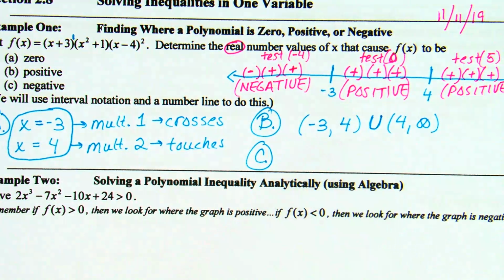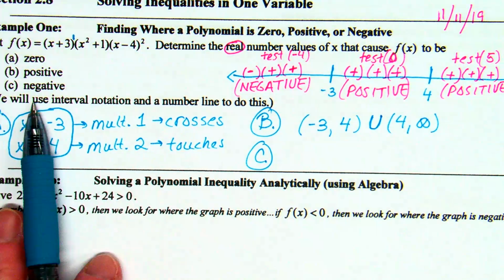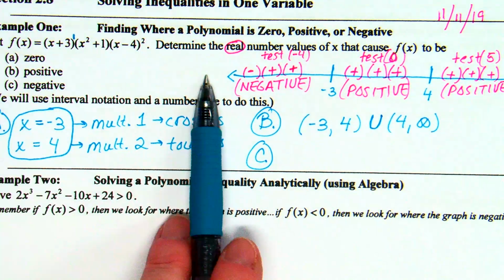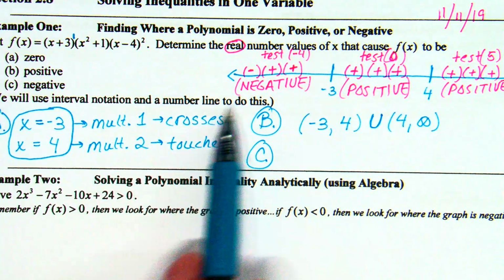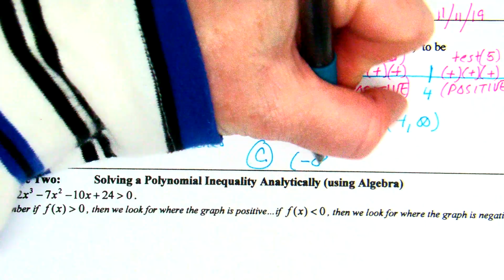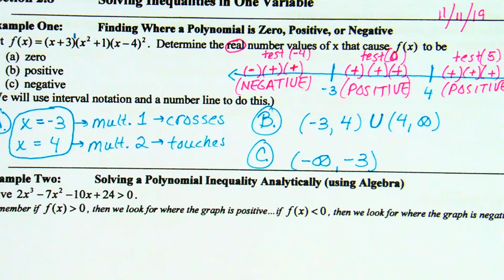Okay, C. When is my graph negative? It's all this stuff to the left of -3. Interval notation, remember, reads left to right, so negative infinity to -3. I was plugging my test values into these parentheses.